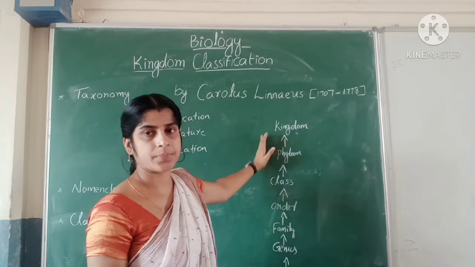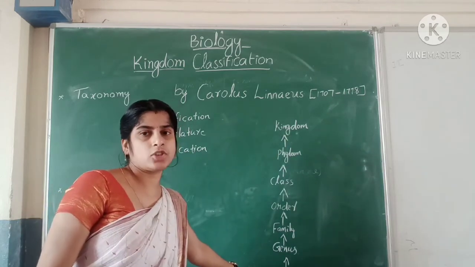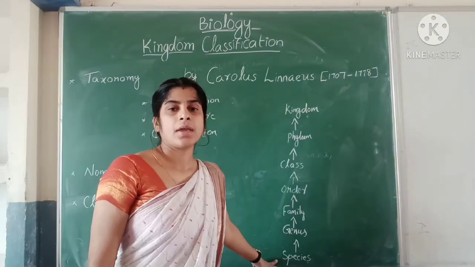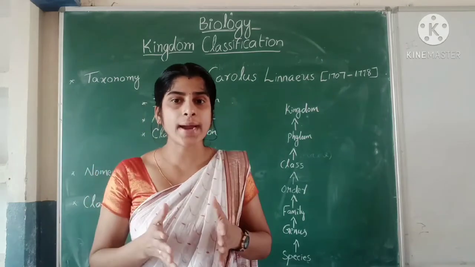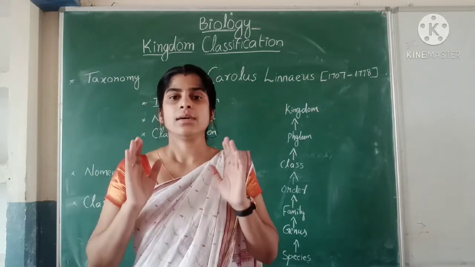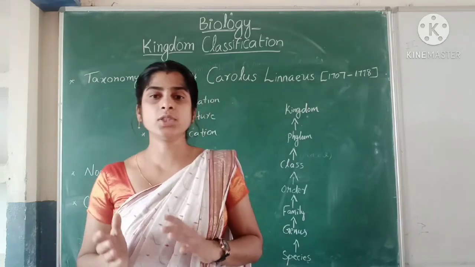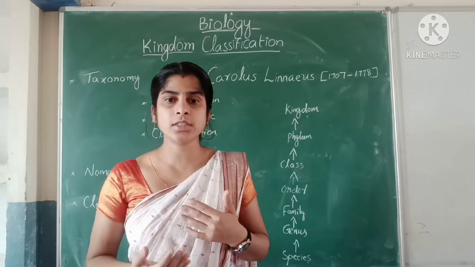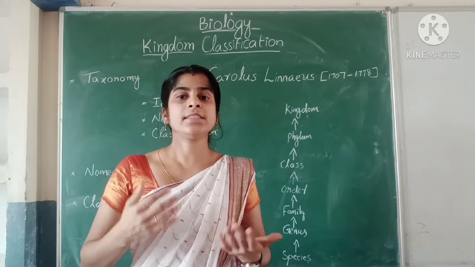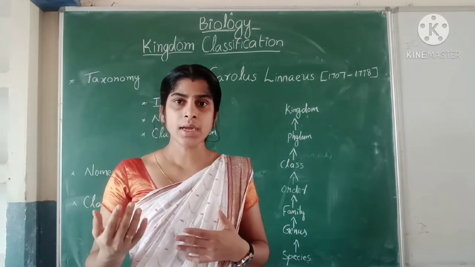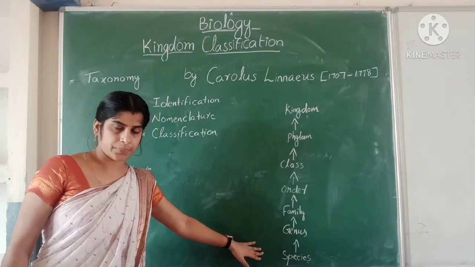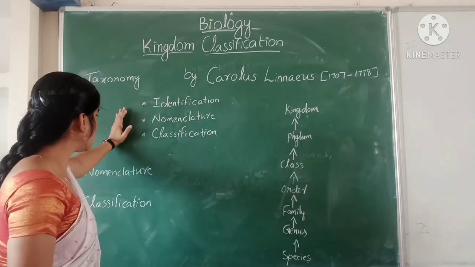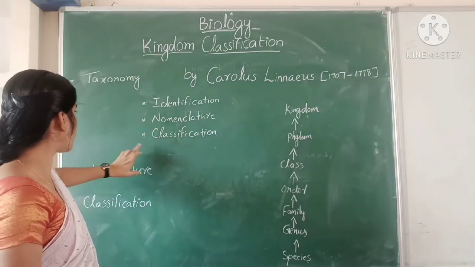Clear? So what is a species? A group of living organisms consisting of similar individuals capable of exchanging genes and interbreeding. This is known as species. Now we are going to discuss nomenclature.